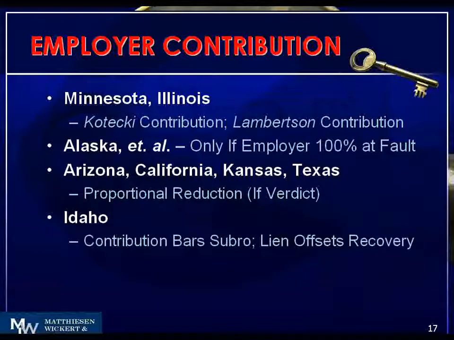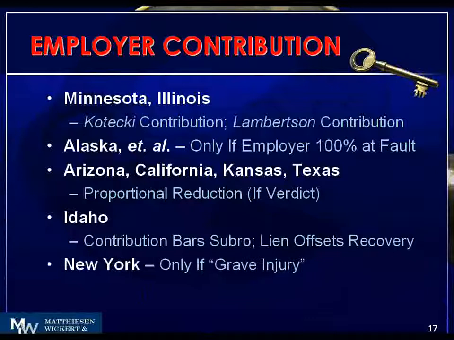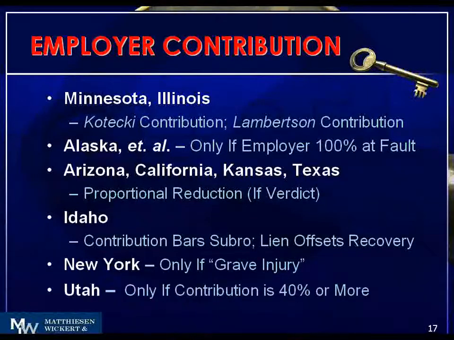In Idaho, contribution bars subrogation altogether, and the lien then offsets the recovery. So in other words, the recovery is reduced by the percentage of the employer's negligence. In New York, as I mentioned earlier, contribution only if there's a grave injury, and in Utah, you can only recover contribution against the employer if the employer is 40% or more at fault.